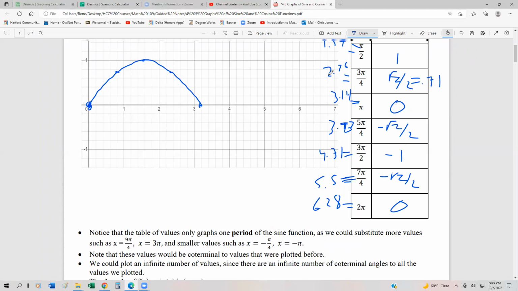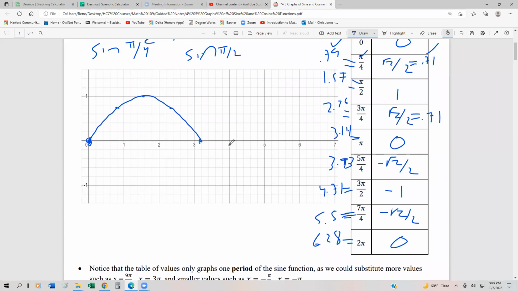All right, so let's plot the rest of these points. So negative 3.93 and then down to negative 0.71, so maybe right about here. And then we have 4.71. I think that's 4.71. Boy, I can't even read my own writing. That's bad.